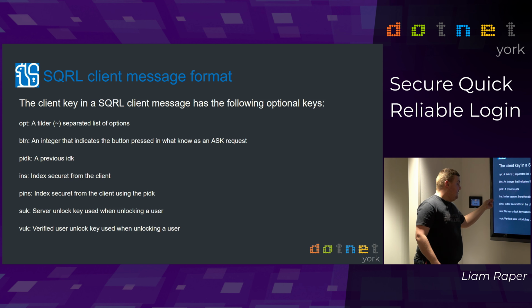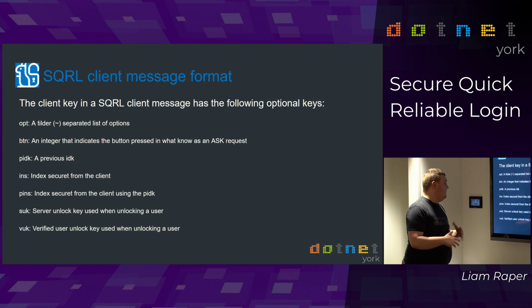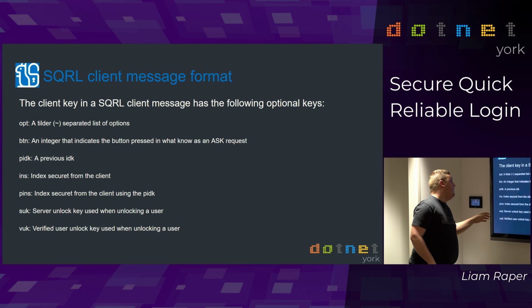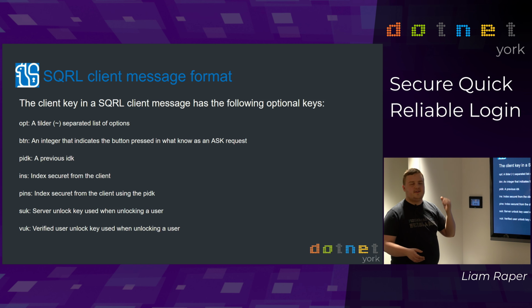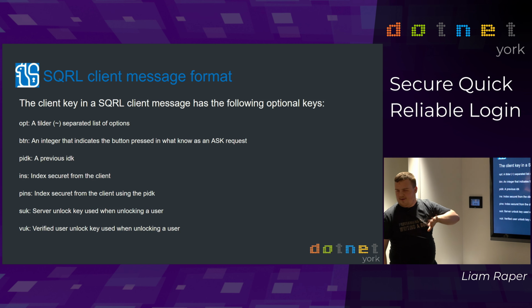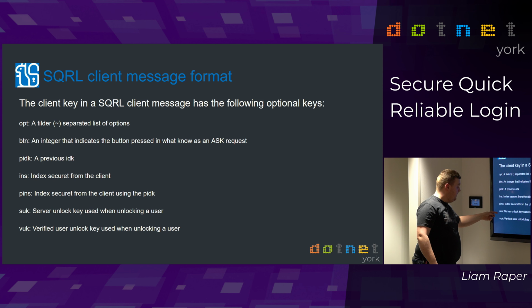IDS, or INS, which is an index secret key. This is used to verify the public key. And then we've got another one with P in front of it, which is about using the previous key, so you can check that as well. We won't worry about these too much, they're not important for this talk. They are important in the protocol, but they're not important for this. The two that are important here are the SUK and the RUK.